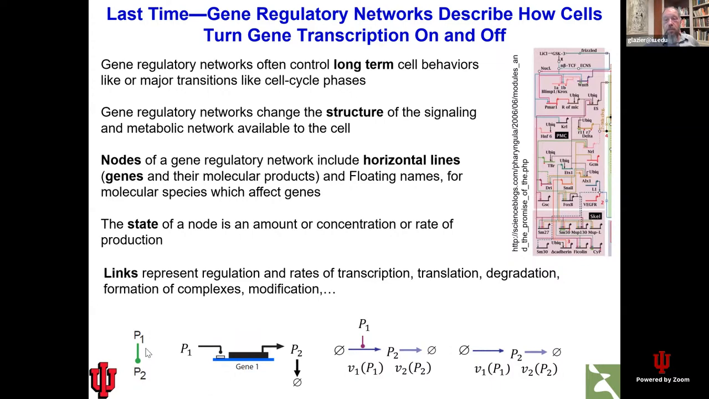But the diagram here on the left, P1 promotes production of P2, actually turns into a chemical reaction diagram that looks like what we have on the right, which is that nothing is producing P2 because we don't know where the components come from to make that protein. We don't take account for them. And then P2 decays. And the rate of production of P2 depends on the amount of P1. That's what we mean by being activated. And the rate of decay depends only on the amount of P2.